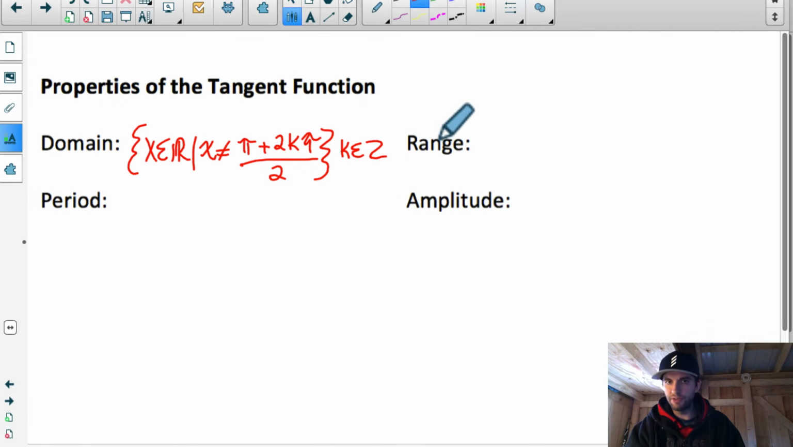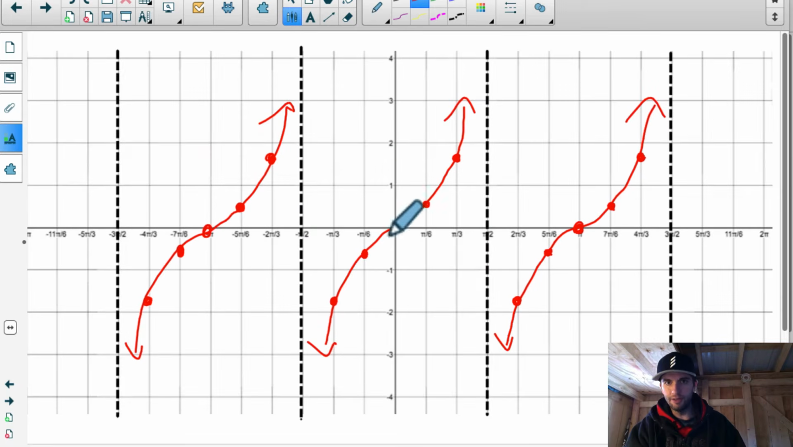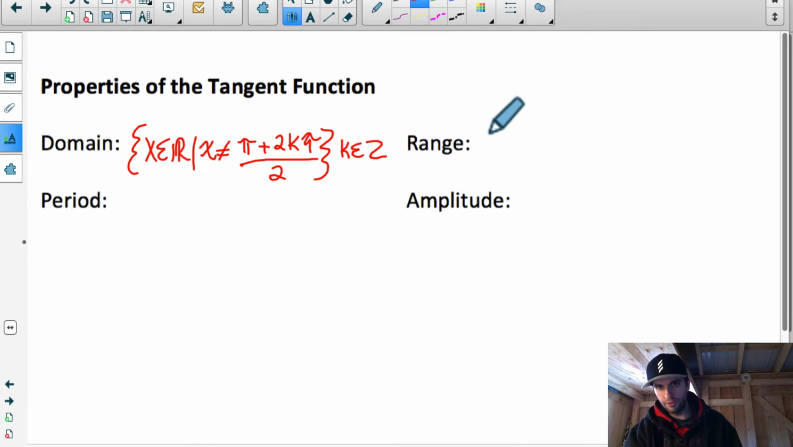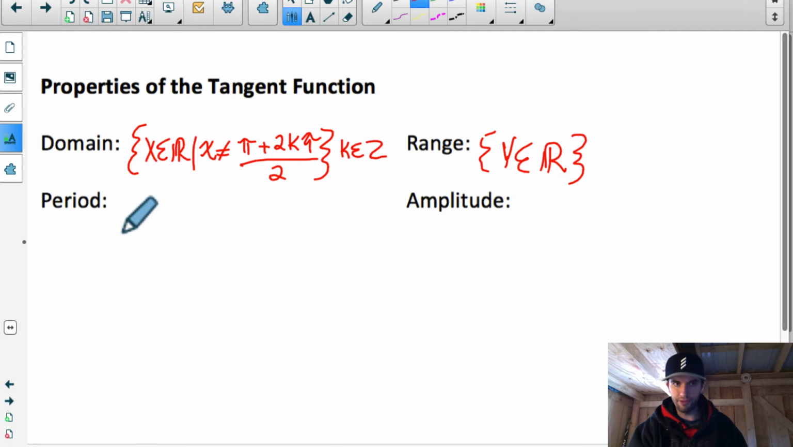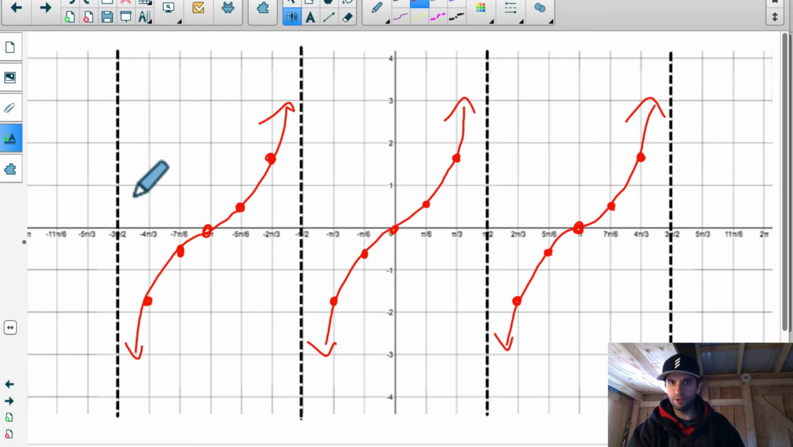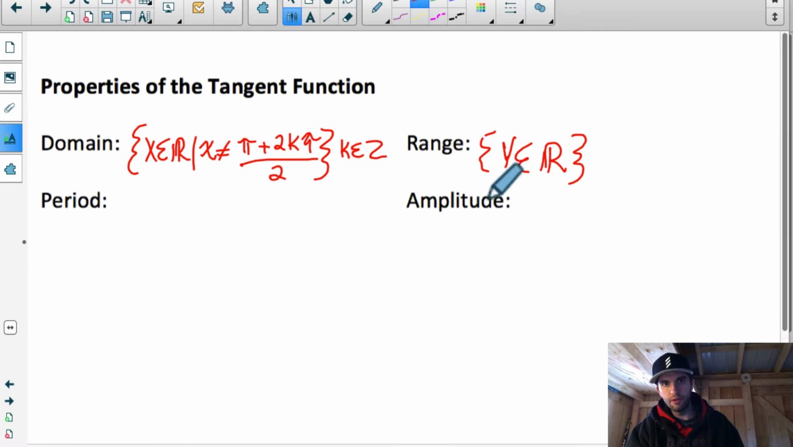So now let's do the range for the function. Notice this function goes infinitely high and low. There's no restrictions on the range. So we'd say y can be any real number. The period of this function, it's not like sine and cos where the period is 2 pi. It only takes pi units to complete a cycle. It repeats every pi units. So the period of the function is pi.